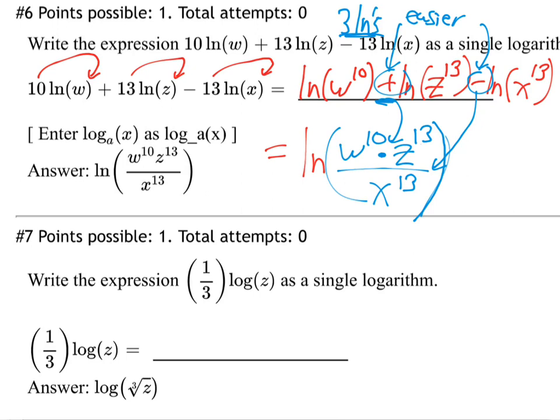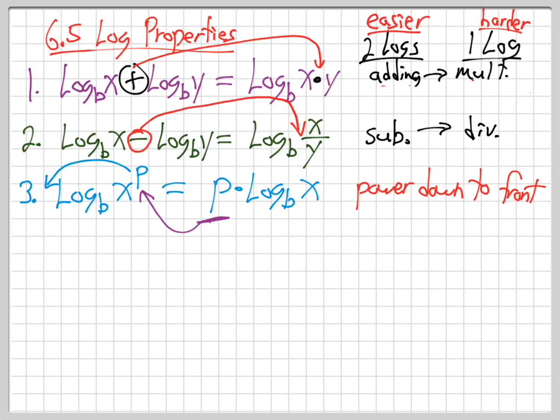Okay, now down here on number 7, again, these numbers in the front go to the power. So this will be log of z to the 1/3. Now, here's the trick. You have to know what a fraction power means. So let's go back to a place where we have a little more room right here. And let's write in some important properties.